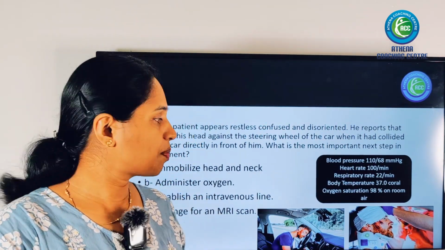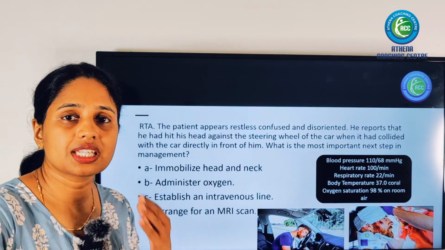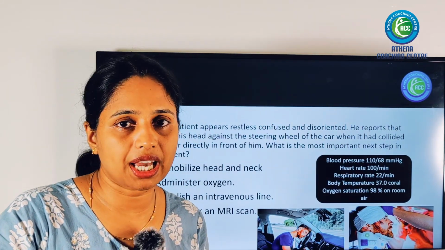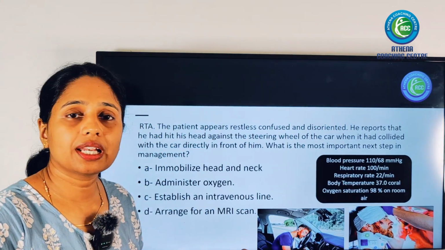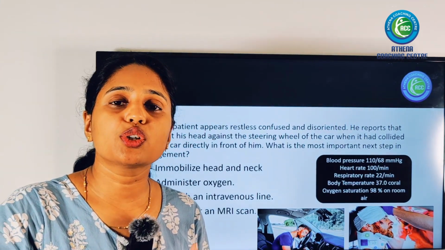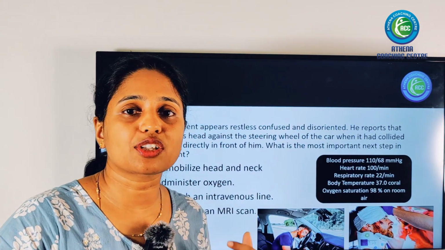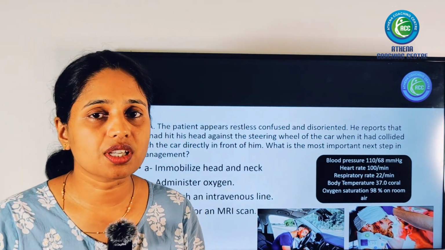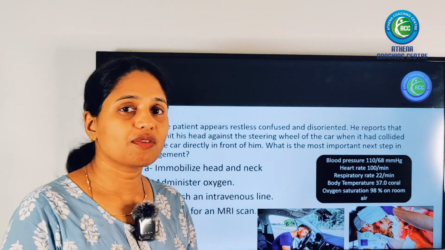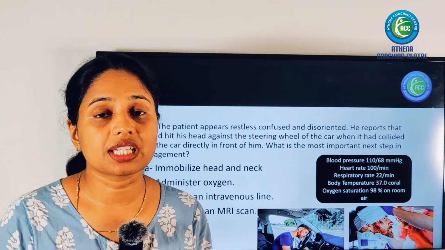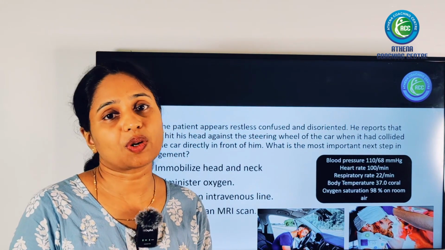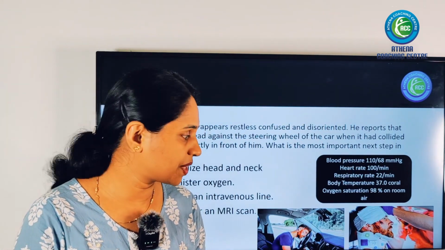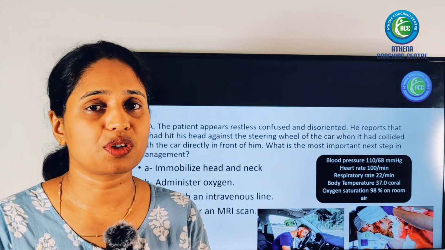And while handling this patient, you have to be very cautious that the head and neck of the patient should be immobilized. Why? Because while handling this person, you should not allow the patient's head and neck to move vigorously, because that will cause further cervical vertebral damage and it can cause spinal cord damage. So you should not put the patient into harm again. This is the point you always need to remember.